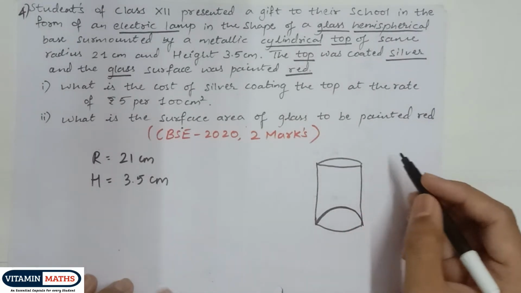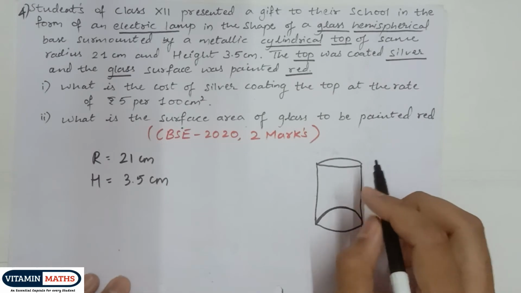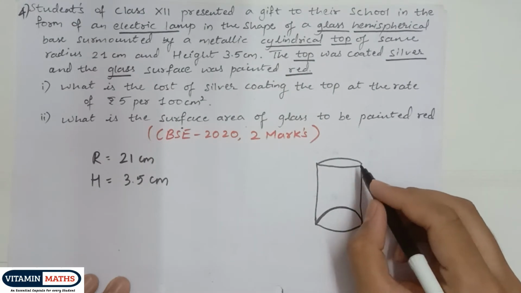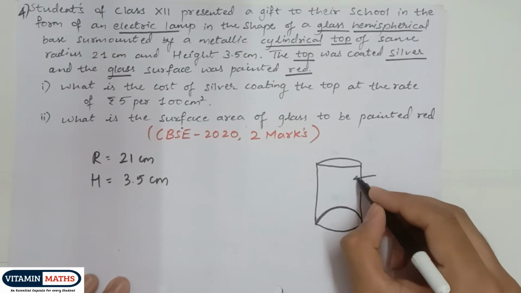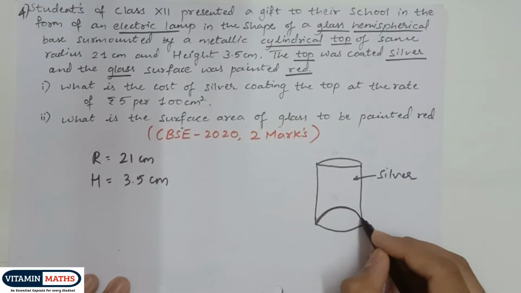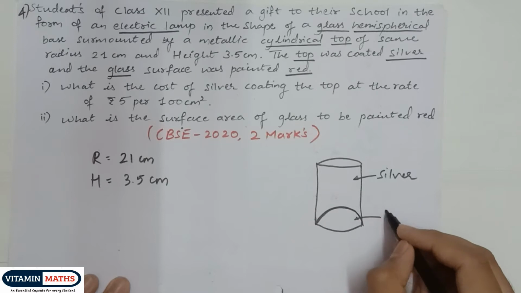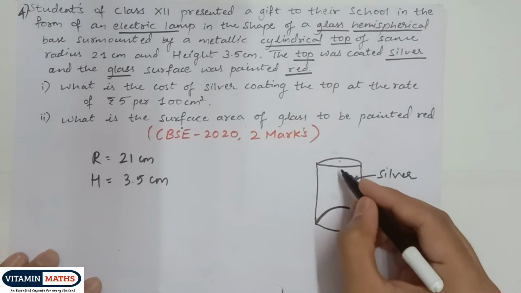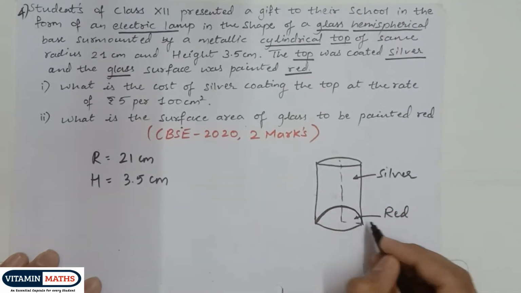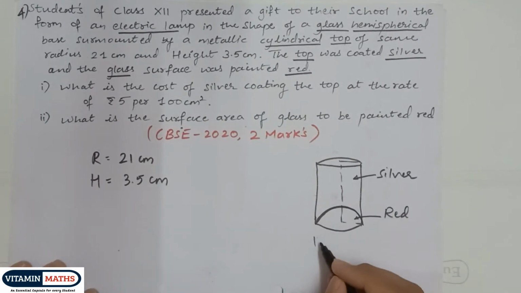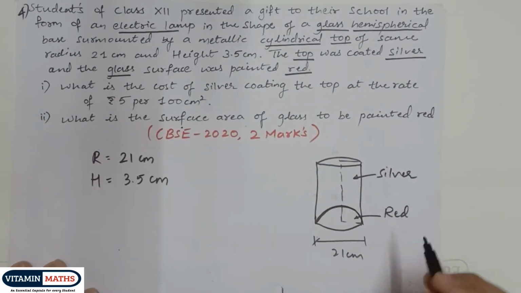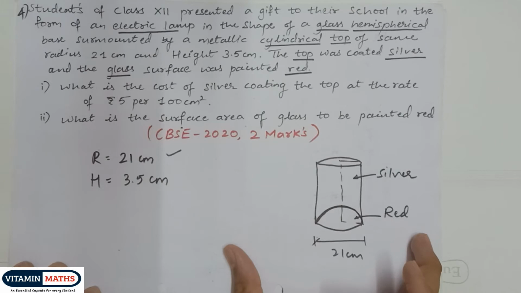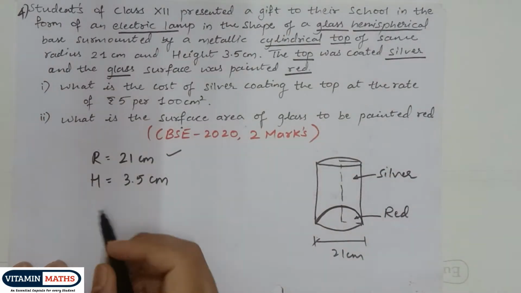Now I am just telling you, the top of this one is coated with silver, and the glass surface here is coated with red. Okay, so height is given 3.5, so you know the height of the cylinder. Radius is 21 centimeter. The diagram is a little bit awkward because the radius is bigger and height is smaller. Okay, so let's solve.